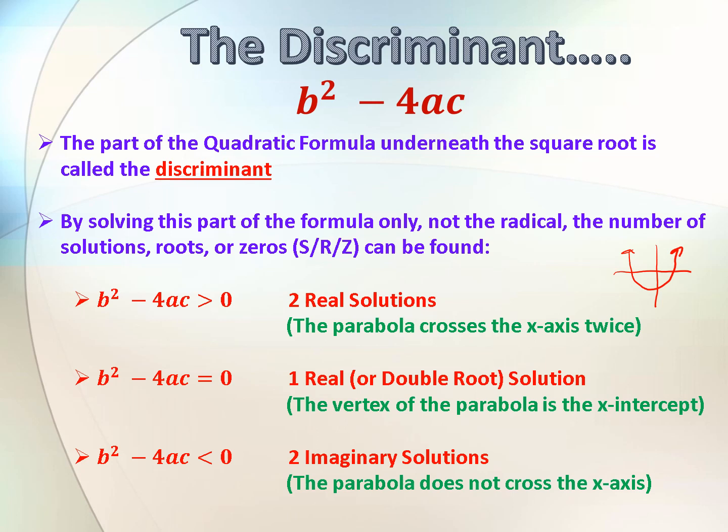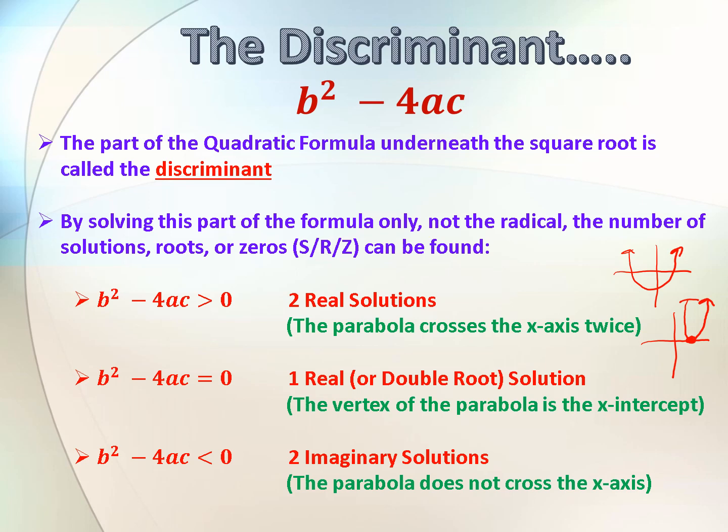Now, if I have b squared minus 4ac equals 0, that means we are going to have one real or double root solution. So for example, when you solve that, you may get x equals 4 and 4, or x equals negative 2 and negative 2. So really one real solution that repeats itself. Now what that means in terms of the graph is that the vertex is going to be on the x-axis. So that means the vertex is the x-intercept as well.